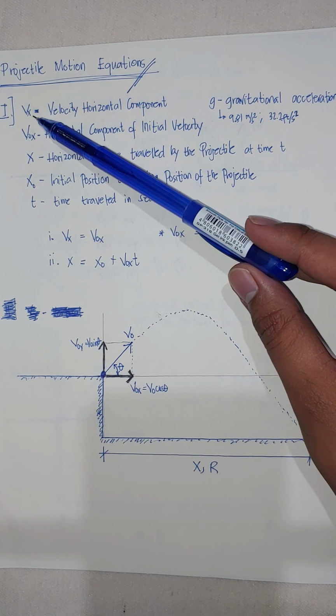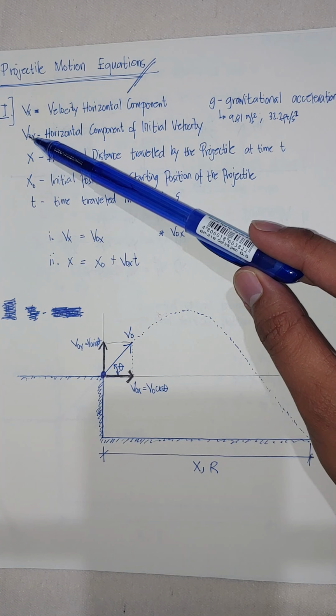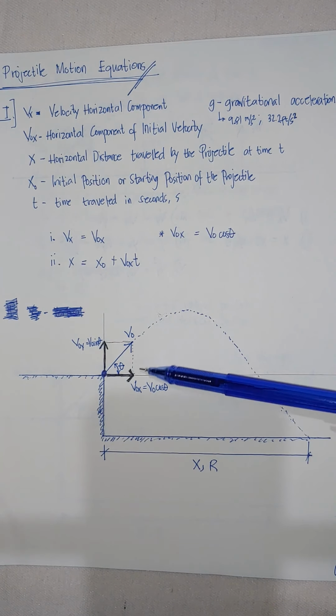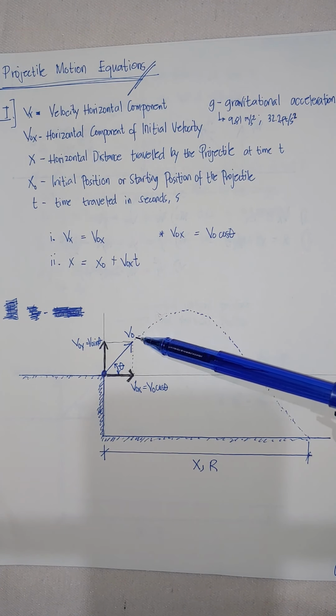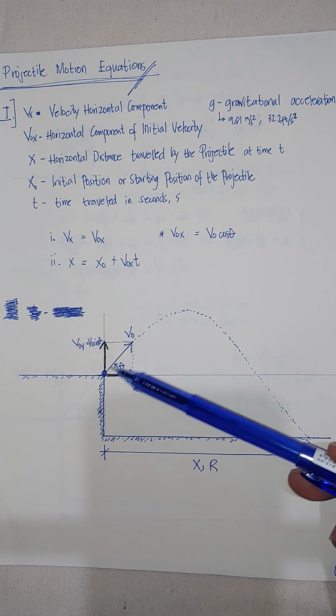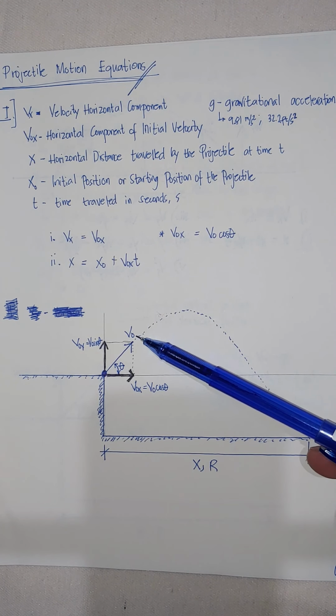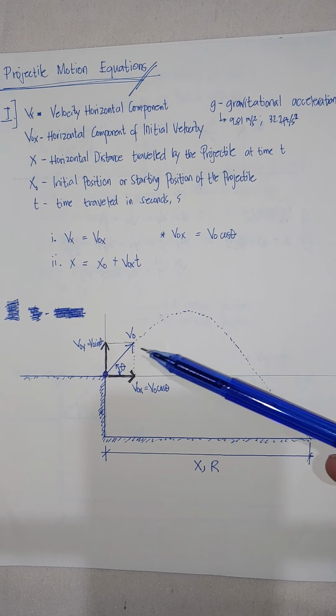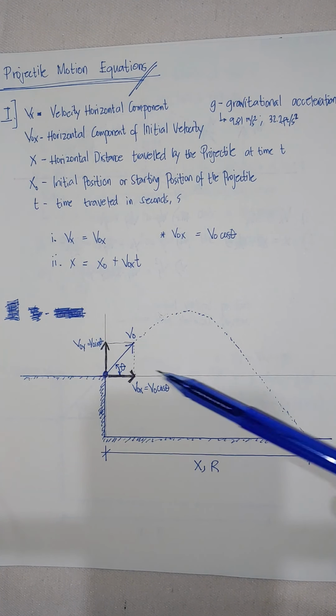It is also not always Vx or Vo. For the initial velocity, as you can see in this projectile, we can replace it with another letter. So if this is point A, we can represent the initial velocity as Va. If this is point B, then we can represent the initial velocity as Vb, V sub B. So it depends on the point.